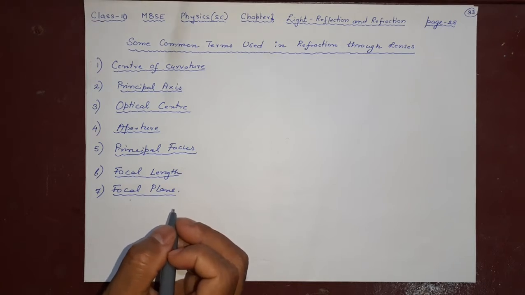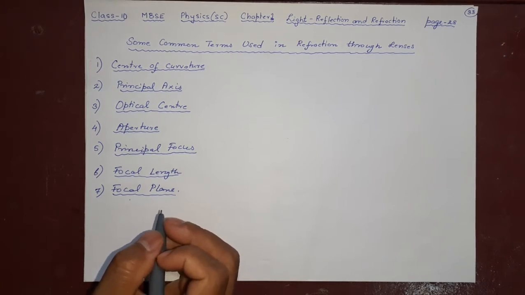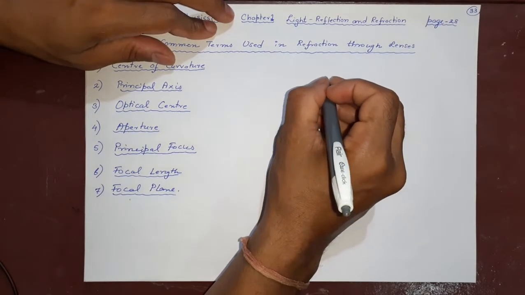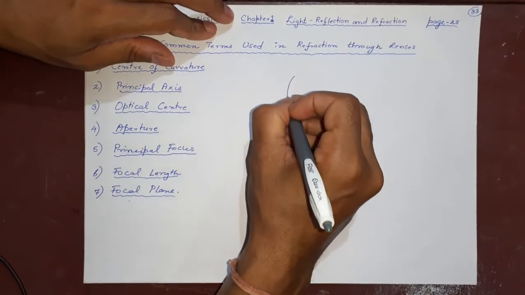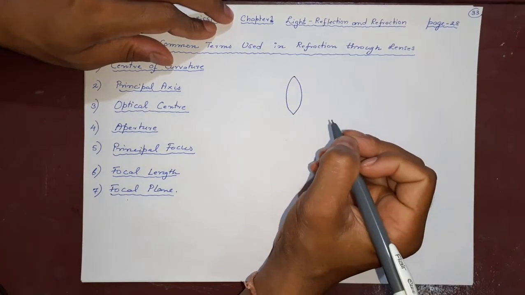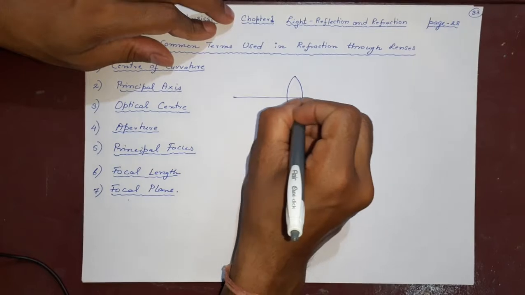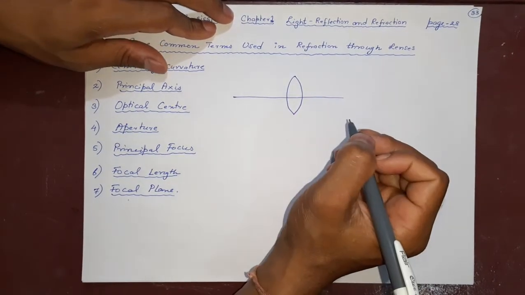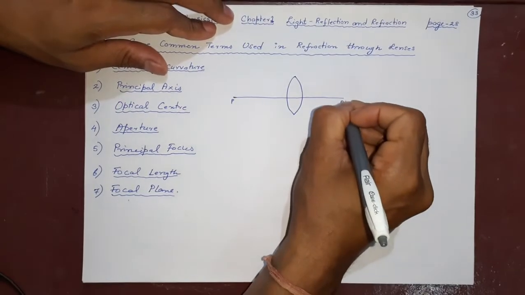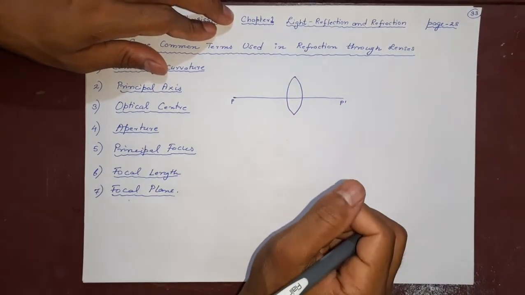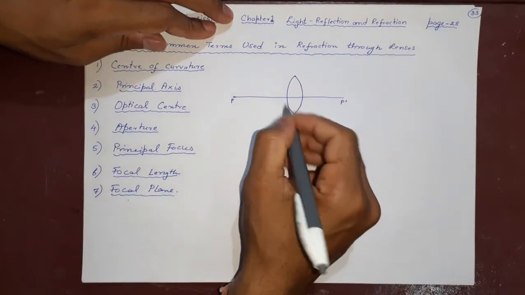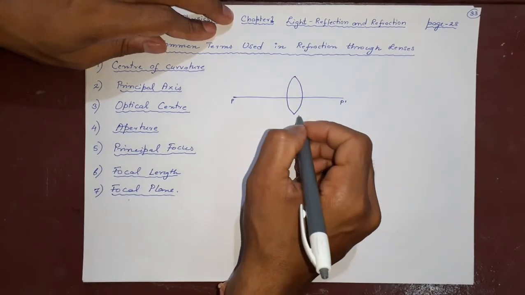Now with the help of a diagram we will try to understand what they are, in both concave and convex. Okay, we will not write the details, but just try to understand what they are. Suppose you have a convex lens. A convex lens is like this, okay, and there will be a line just like in the case of a mirror. We call it P dash. This P dash is the principal axis.